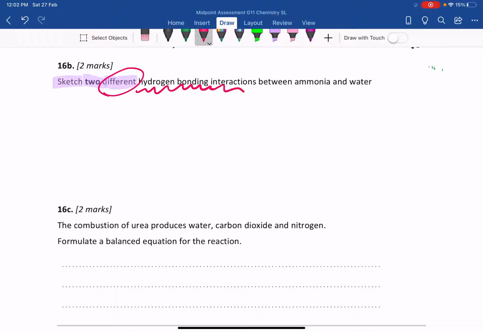Hydrogen bonding interactions between ammonia and water. Ammonia, NH3. Water, H2O. You have to know these. These are simple chemicals that you need to know, formulas and structures. So, hydrogen bonding interactions. What are they?